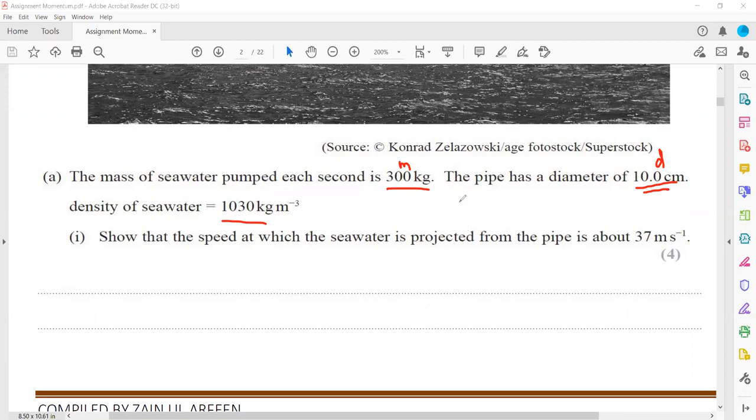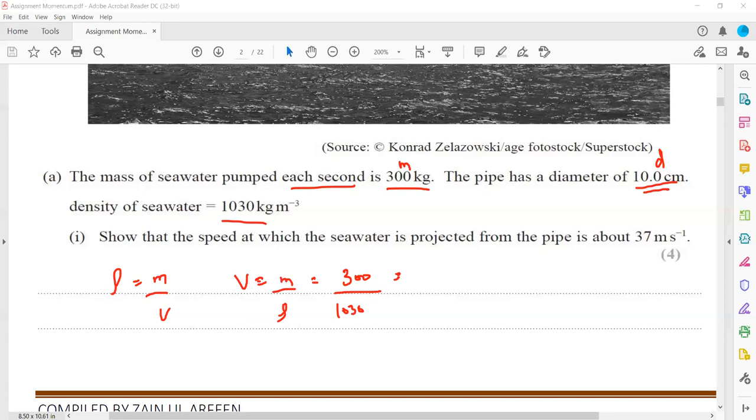So first what we do, we'll find the volume of the seawater coming out every second. So we have the formula, density is mass present in a unit volume. So volume is equal to mass divided by density. Mass of the seawater is 300 and the density is 1030. Because this is the mass pumped each second, when we calculate this volume, this will be the volume which is coming out every second. So what is the volume coming out every second? 300 divided by 1030.